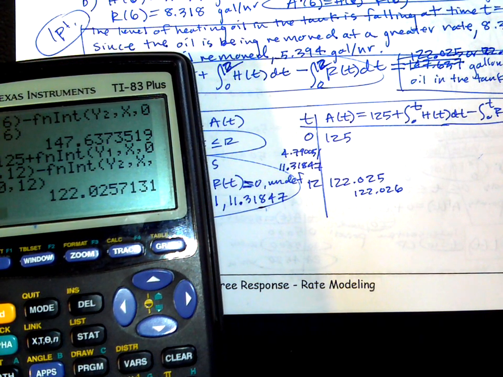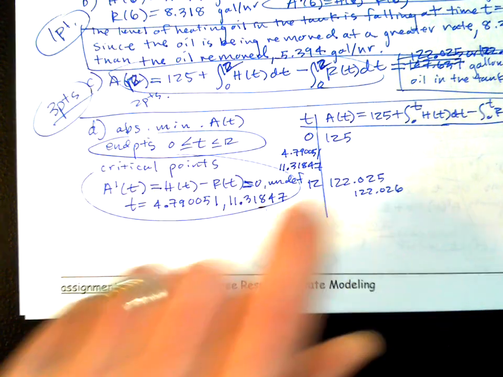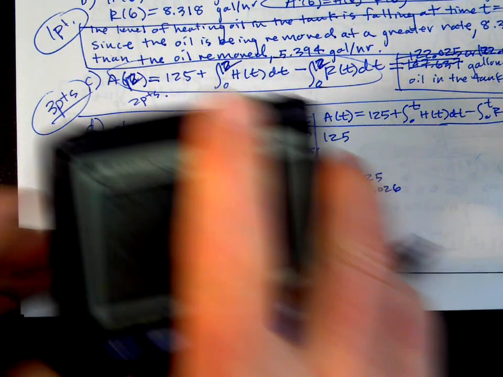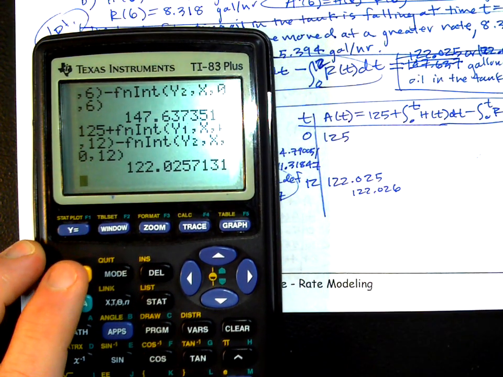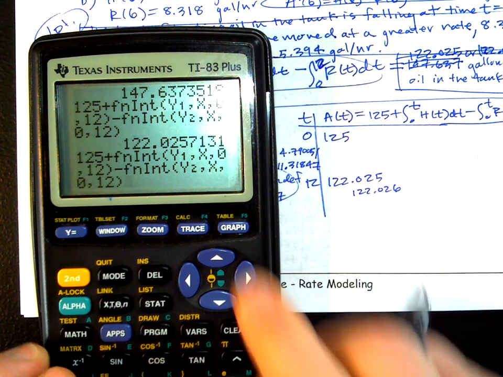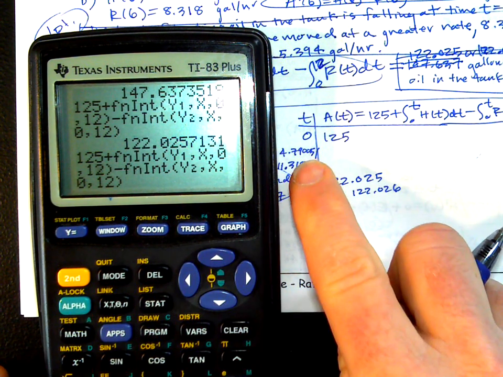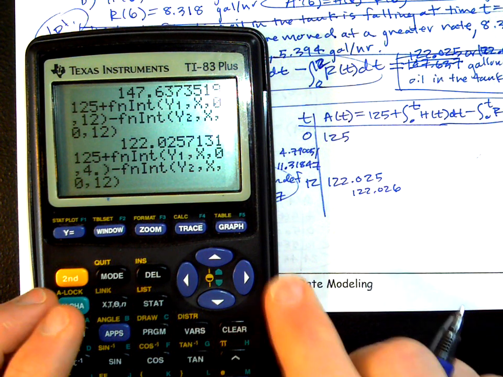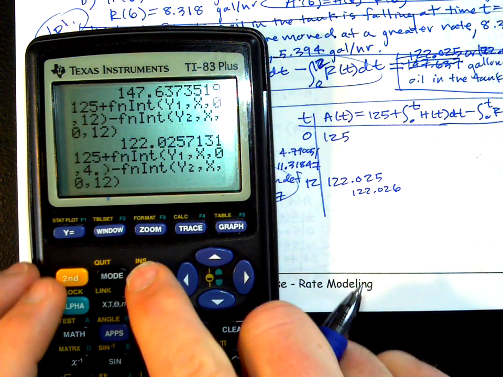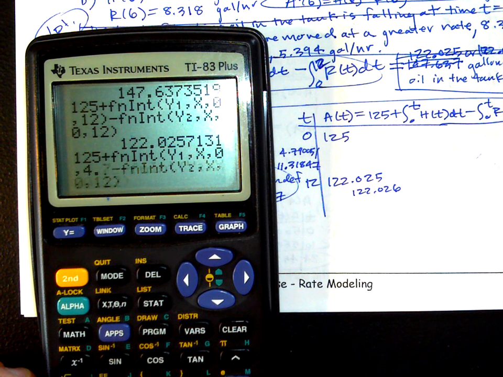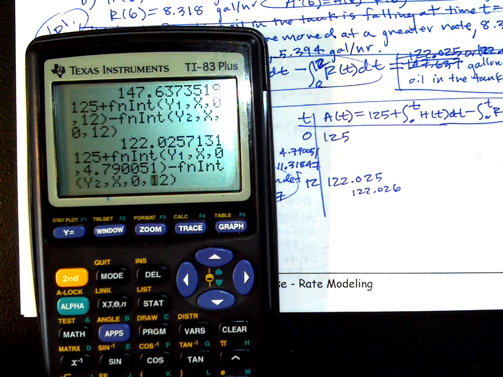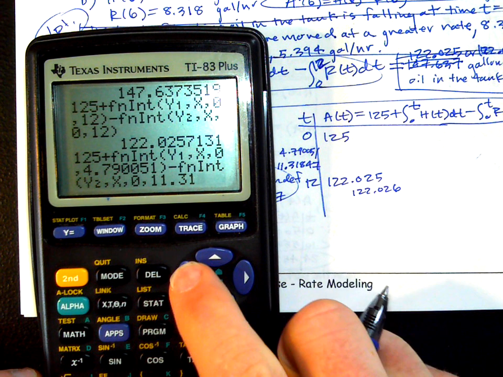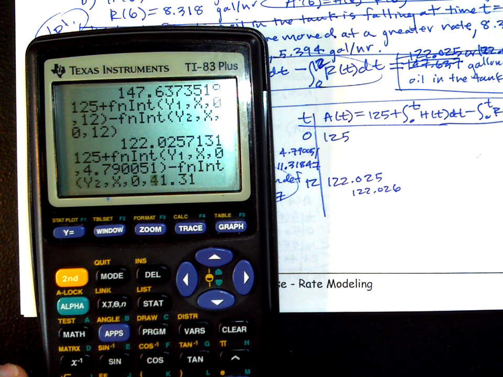So I did the wrong time on part C, but now I've got to do these ones, and I'm going to plug them into this whole thing, but I don't want to retype all this stuff. So I use that trick, second enter, and it copies and pastes it. Now for the 12, I'm going to put 4 point, and I hit second, delete, which is the insert, 790051, and it moves everything over. And then down here I put 11.31. Oh, wait. I've got to put the same thing in both of them, 4.790051.